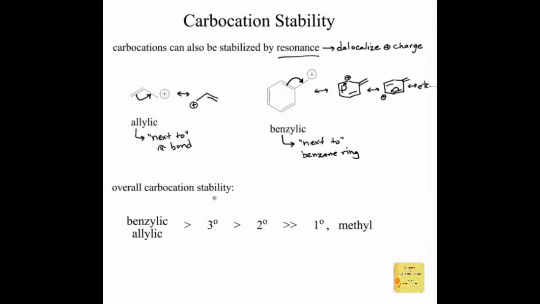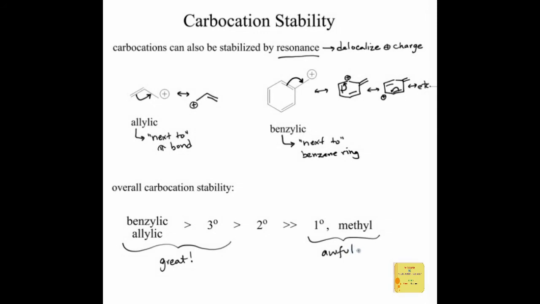So if we look at overall carbocation stability, the best possible ones we can have are those that are benzylic or allylic, meaning they have resonance stabilization, or maybe tertiary because it has three alkyl groups donating electron density. And those are going to be our great carbocations, the most stable carbocations, very easy to form. Those are all going to be secondary, and those are all going to be much, much better than either primary or methyl. Primary or methyl are going to be really awful carbocations.